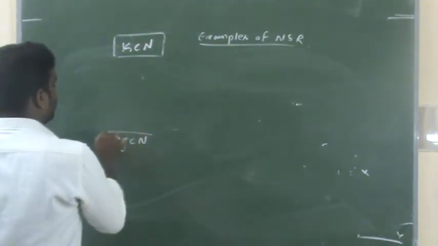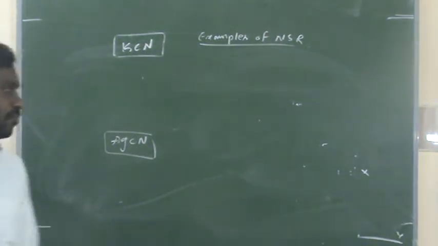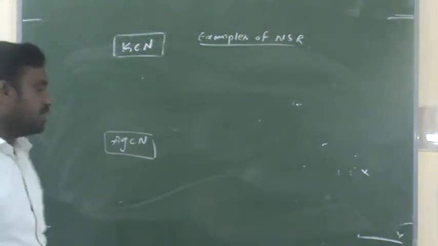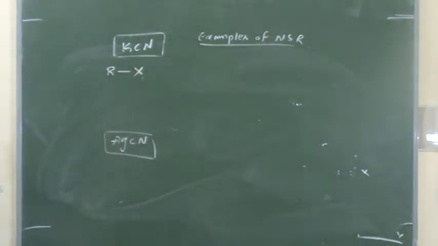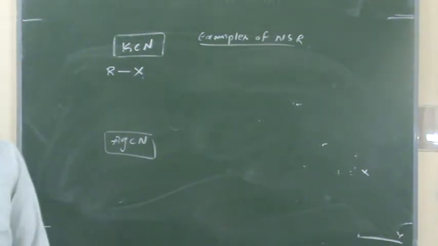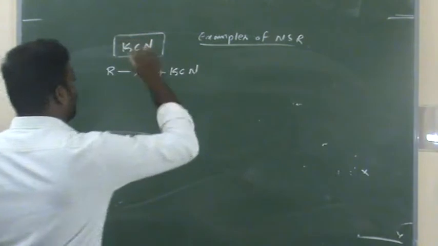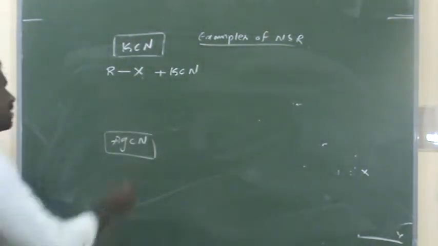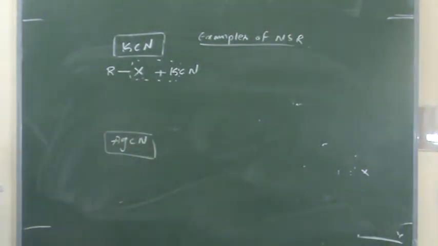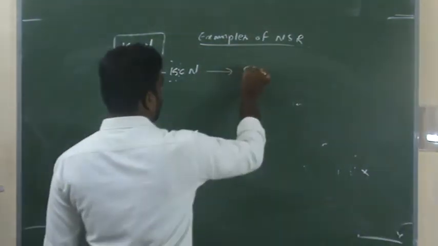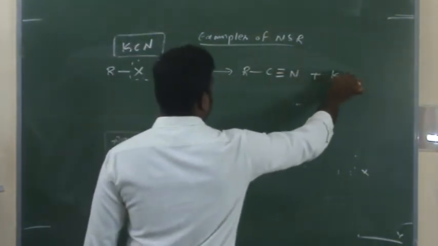AgCN is called silver cyanide. KCN is called potassium cyanide. RX is called an alkyl halide. The alkyl halide reacts with KCN, with the removal of K and X. We get R-C triple bond N plus KX.